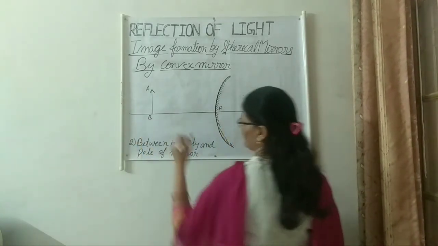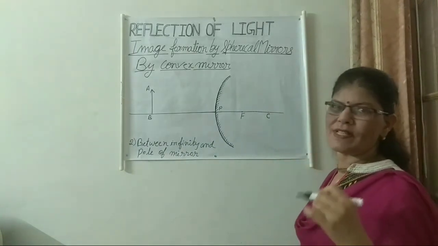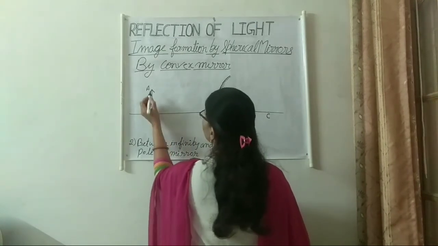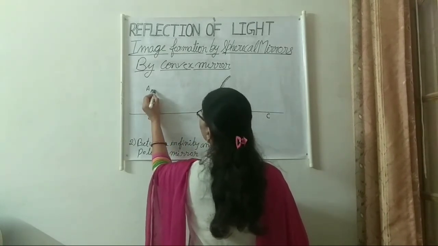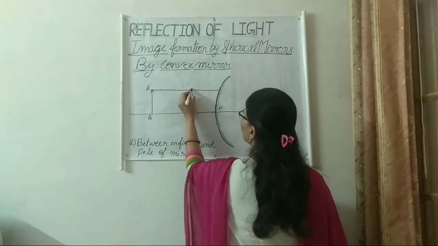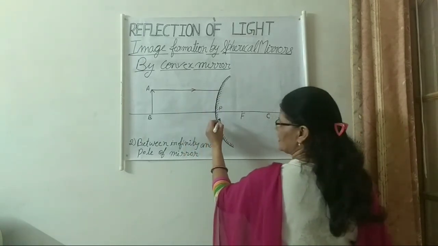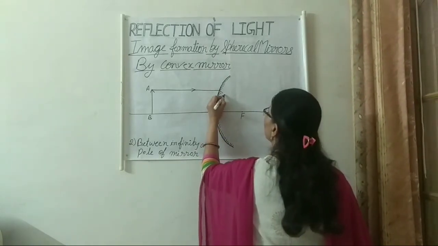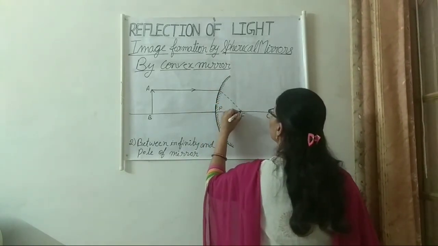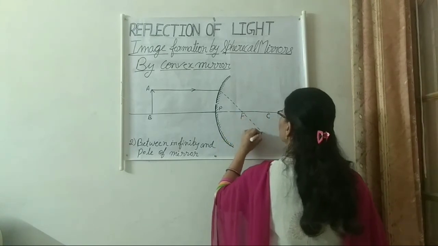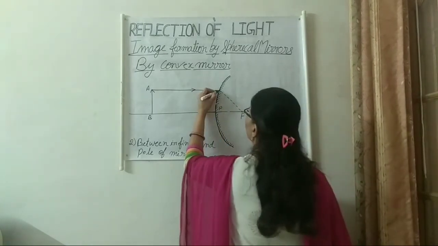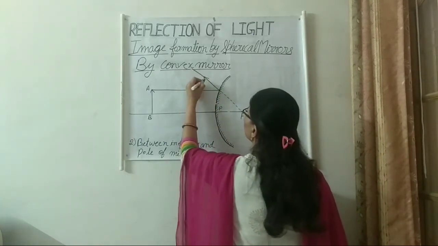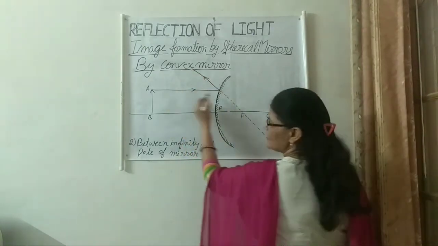Out of the four rays, we can use any two at a time for the image formation. So let us take the first one: an incident ray comes parallel to the principal axis. Then the reflected ray will appear to pass through the focus, and we have to draw it by dotted lines. At the point of incidence, it will go like this. This is our reflected ray. This is the incident ray. This is the first ray.